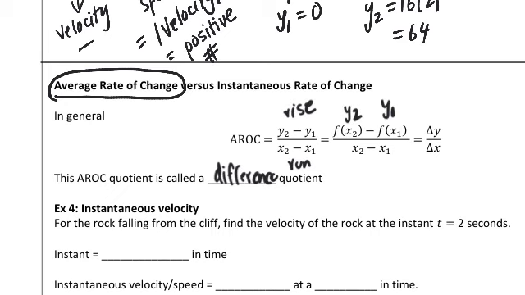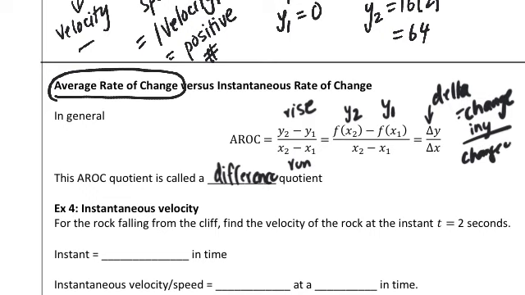y2 and y1, right? Sometimes we use this delta symbol. Delta means the change, right? So the change in y, that's y2 minus y1, over the change in x. That's another way to say the same thing.